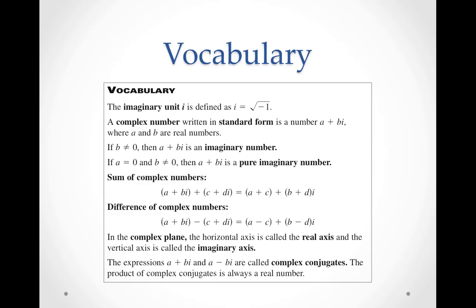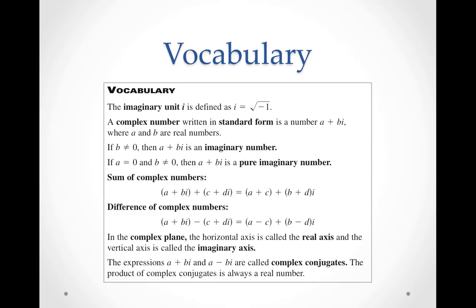If b is not equal to 0, then the a plus bi is called an imaginary number. If the a is 0 but the b is not, then we have what's called a pure imaginary number, because we don't have that a, we just have the bi part.